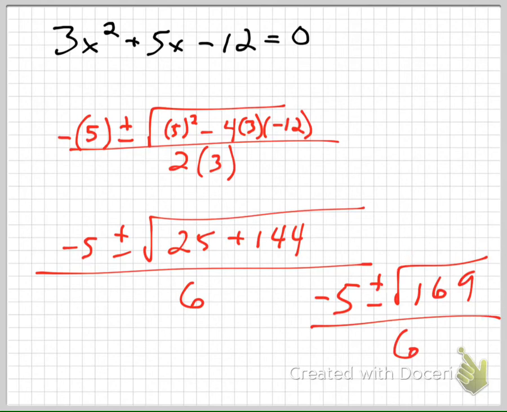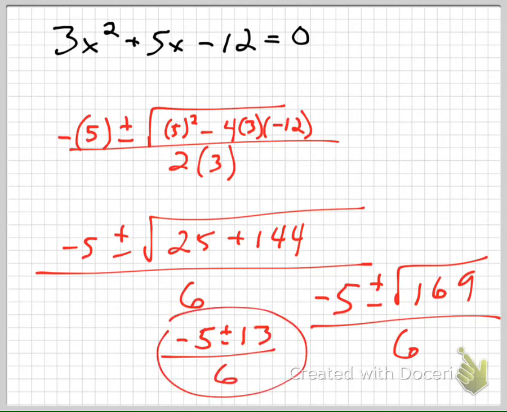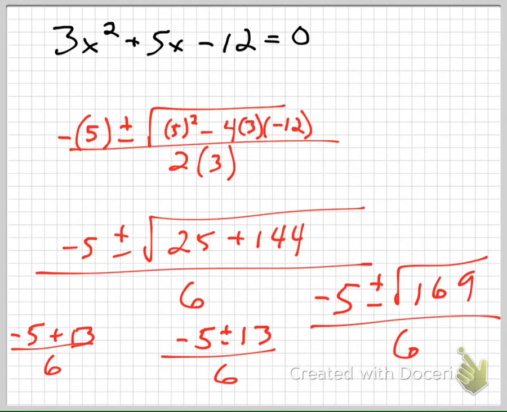Now you're going to take your calculator and find out what is the square root of 169. It's a whole number, 13. How easy is that? So it's minus 5 plus or minus 13 over 6. There's our answer. We just now have to finish it. Minus 5 plus 13 over 6 and minus 5 minus 13 over 6.